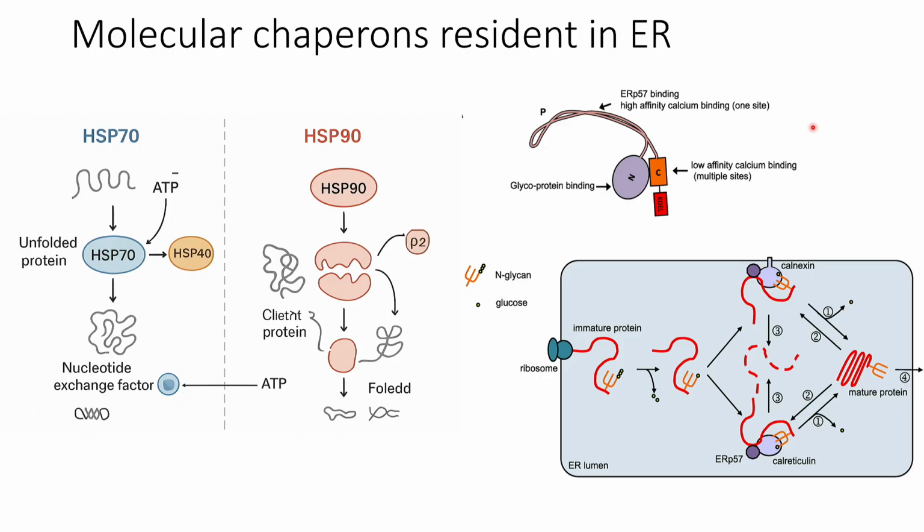Now let's talk about the chaperones in the endoplasmic reticulum. There are many resident chaperones in the endoplasmic reticulum, and their role is to give proper folding to the protein. One of them comes under a class of heat shock proteins. Heat shock proteins like heat shock protein 70 help in folding of the protein, and it is dependent on an ATP molecule.